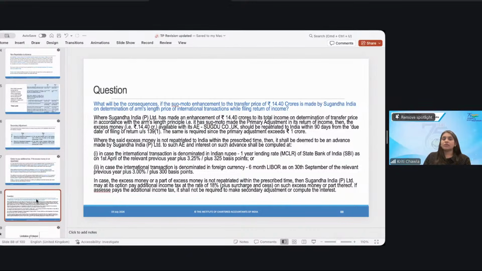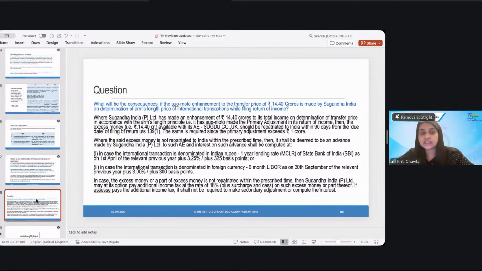So all this you have to mention here. Now, where Sugandha Limited has made an enhancement of 14.40 crores to its total income on determination of transfer price in accordance with the ALP, that is, it has suo motu made primary adjustment in its return of income, then the excess money which is available with its AE, which is 14.40 crore, should be repatriated to India within 90 days from the due date of filing of return of income under 139(1). The same is required because primary adjustment is exceeding 1 crore.